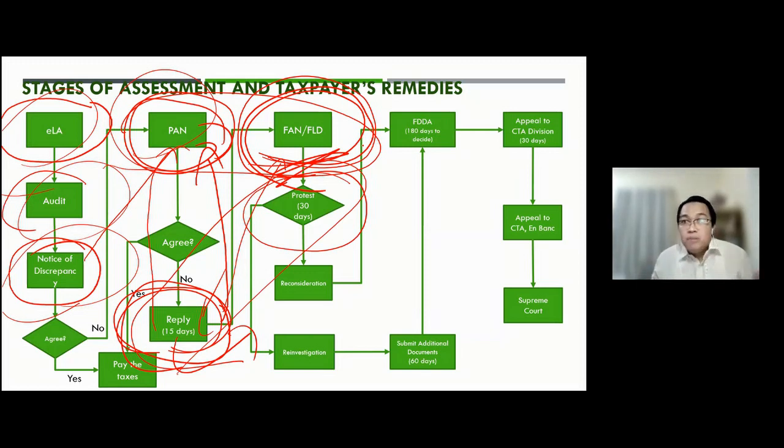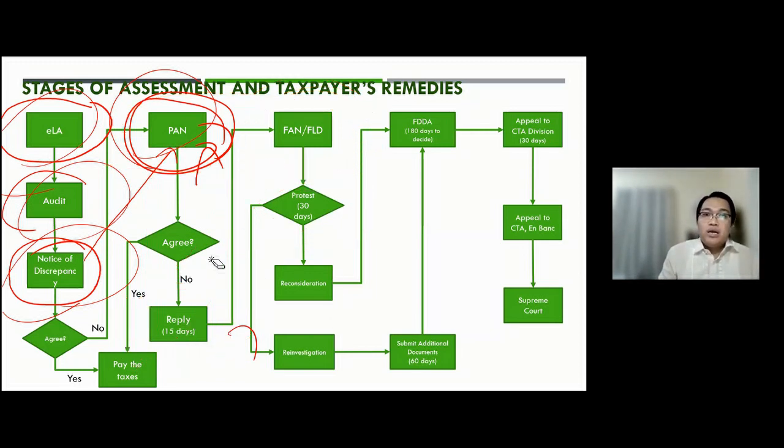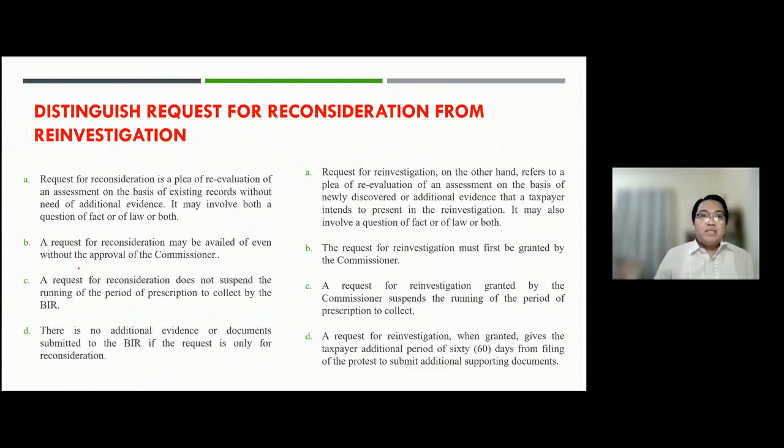Okay? What do you do after the issuance of the FAN? After the receipt of the FAN, magprotesta ka within 30 days. Whether reconsideration or reinvestigation. And how do we distinguish reconsideration from reinvestigation? Okay? Pag reconsideration, that is a plea of evaluation of existing records without giving the BIR additional records. Wala ka lang idadagdag pang dokumento. Sa request for reinvestigation, okay, magdadagdag ka pa, magsasubmit ka pa ng newly discovered or additional evidence. In both instances, you can raise question of law or fact or both.